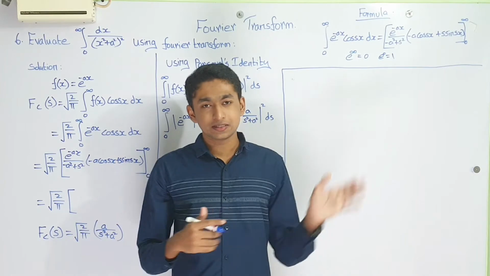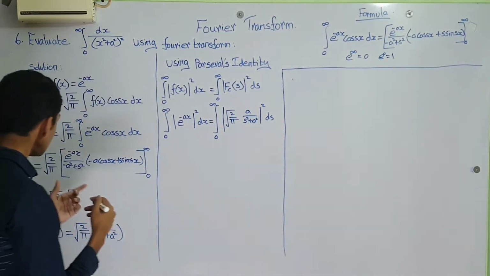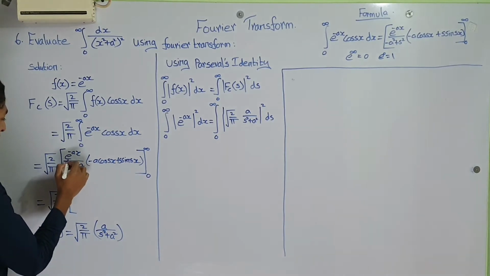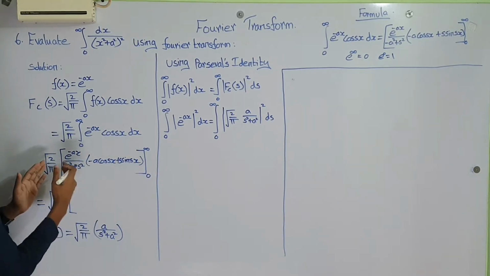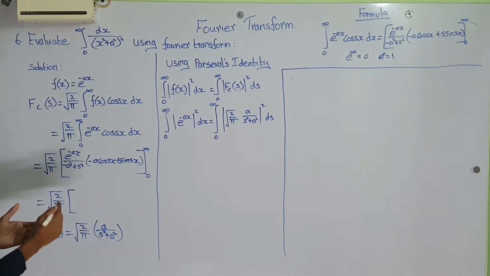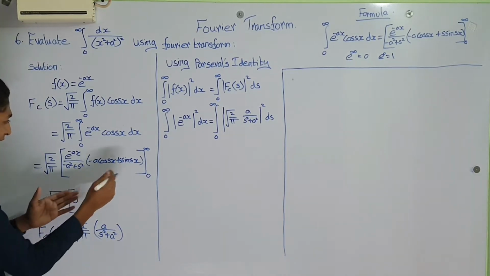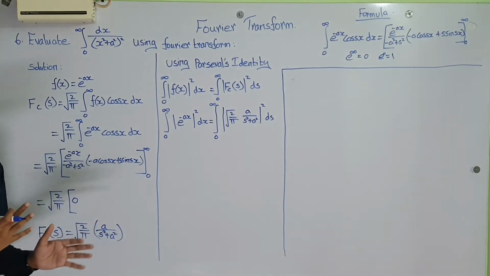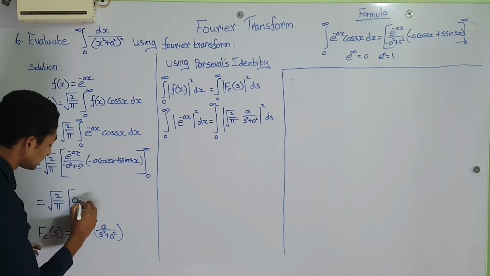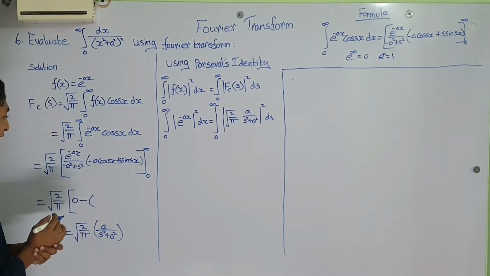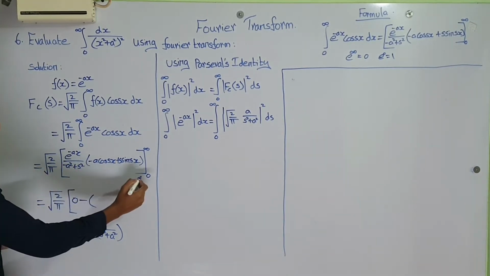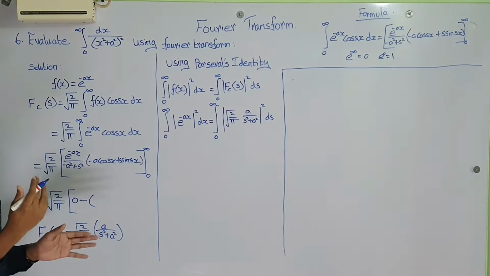And for that reason we are going to apply it here. So e power infinity is 0, and if 0 comes here, the whole term becomes 0. In between the two limits we have a minus. So 0, and that minus and open bracket. Now we are going to apply the second limit. e power 0 is equal to 1.